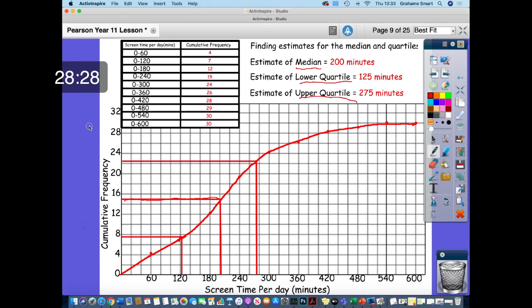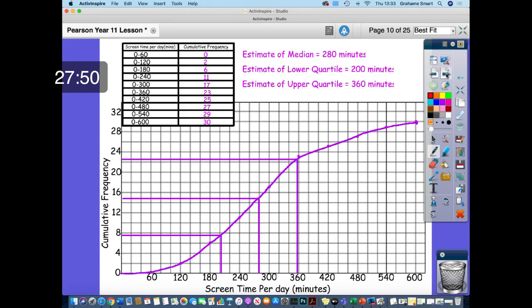They were done here by going along half of 30, we went along at 15, then we went down and we got an estimate of the median of 200 minutes, which is here. Then the lower quartile, 7.5, and we went down and we got an estimate of the lower quartile of 125 minutes, and the upper quartile, 22.5, we went along here, went down, and got 275. You can see that's where we've got those estimates of the median, lower quartile and upper quartile. We haven't just magicked them up from thin air. That's where we've got them from.